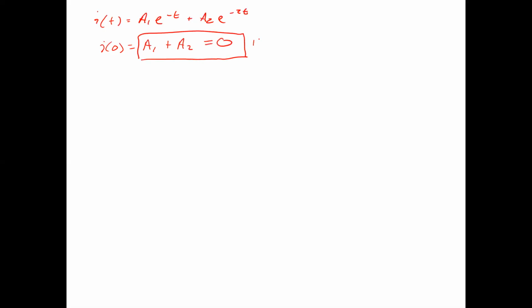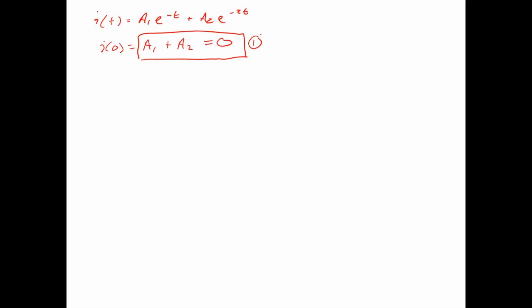Because we know that I of t has to equal a1 e to the minus t plus a2 e to the minus 2t, right? And I of 0 has to equal a1 plus a2, and in this case it equals 0 because we're given that in the problem. That's our first equation to define a1 and a2.